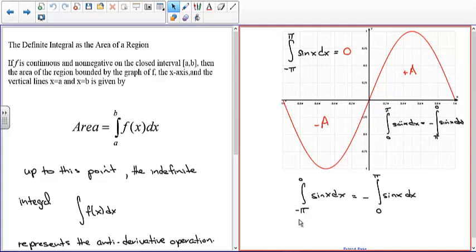So if I integrate from negative pi to 0, this area would be negative. And also from symmetry, you can see here that the integral from negative pi to 0, which is this, is just the negative of the area from 0 to pi, because this one's positive and that one's negative.